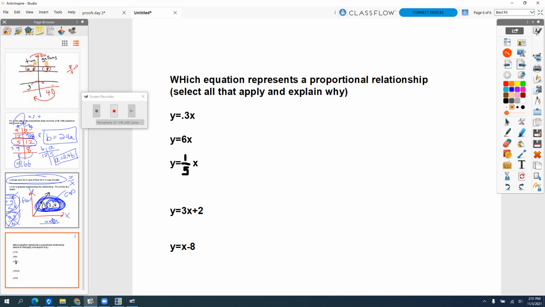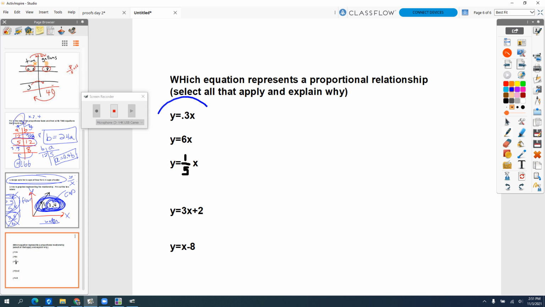Last one. Which equation represents a proportional relationship? Select all that apply. Go ahead, pause the video. All right. So here's the answer. When you're looking at these, what you're looking for is when x is being multiplied, or when you're multiplying by one thing to get the other answer.